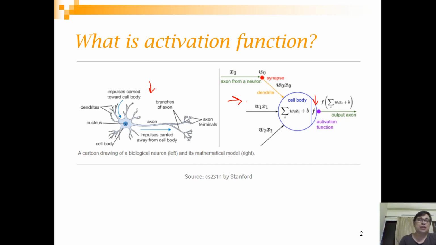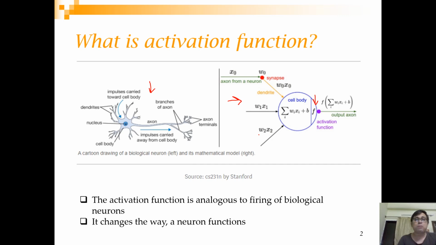So what is the role of the activation function here? Based on the stimuli or the input it receives, it controls when the neuron will react, when it will fire, and in what magnitude it will fire. This is controlled by the activation function F, and this activation function can be of several types. Based on the type, the way the neuron works changes dramatically.